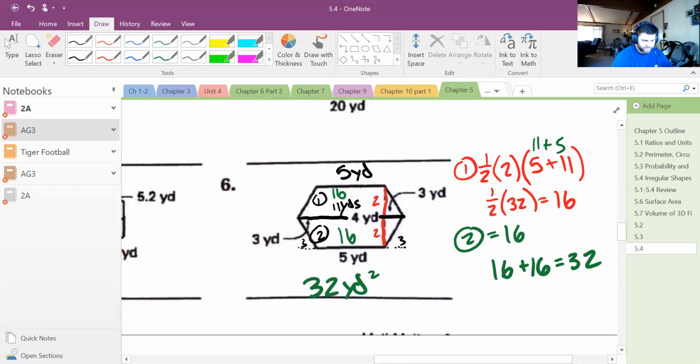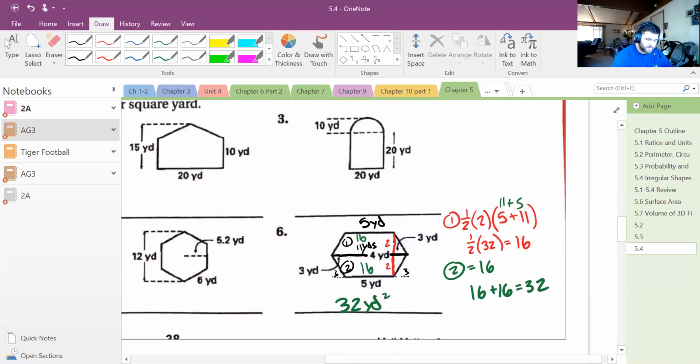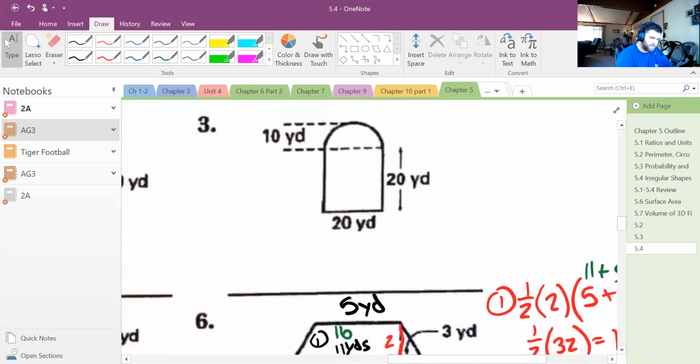Okay. That's how I did it. You could have done a rectangle and 2 triangles. Either way would have worked. Okay, what about 3? Number 3 is pretty easy to see.